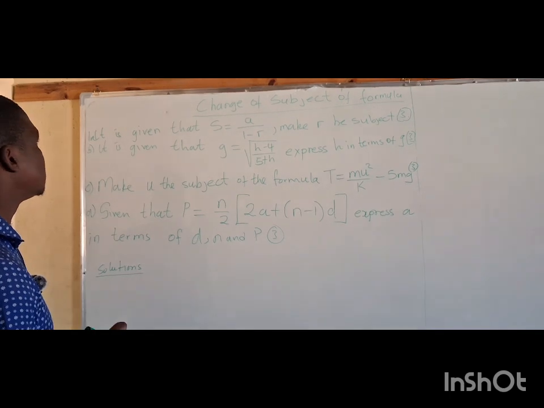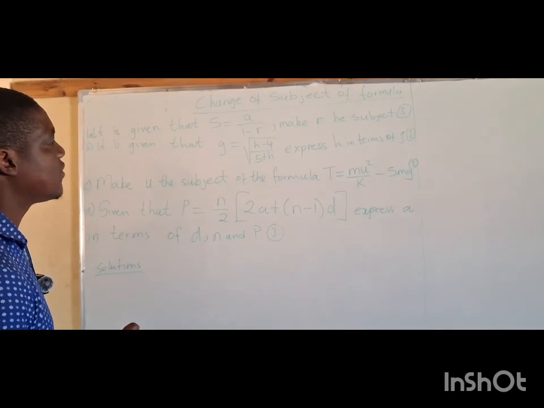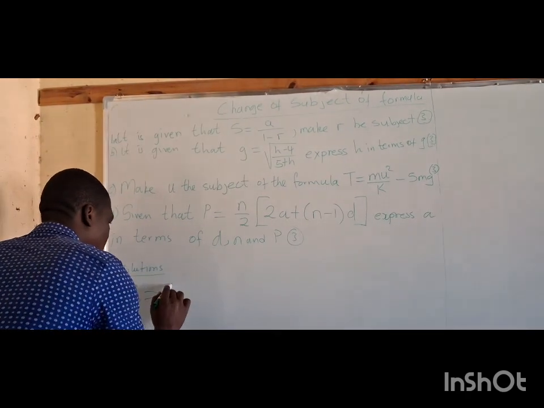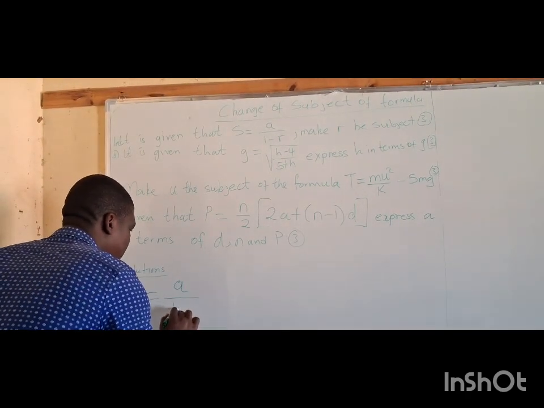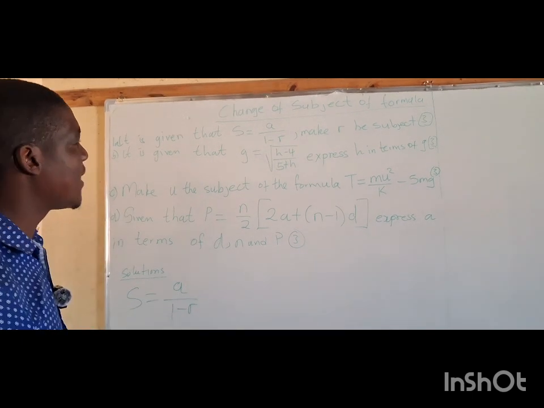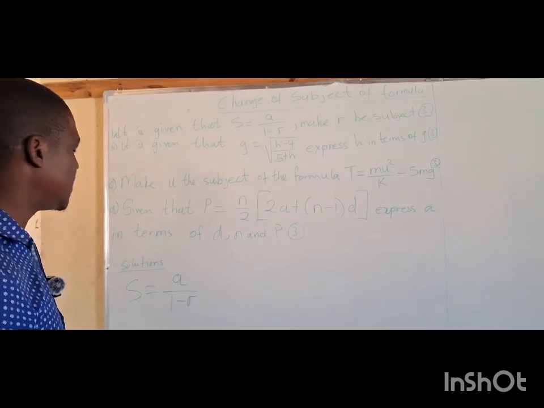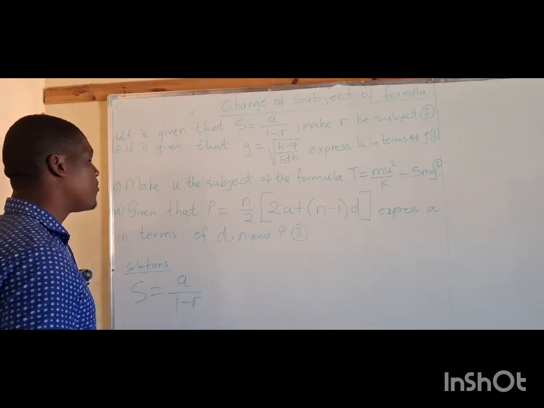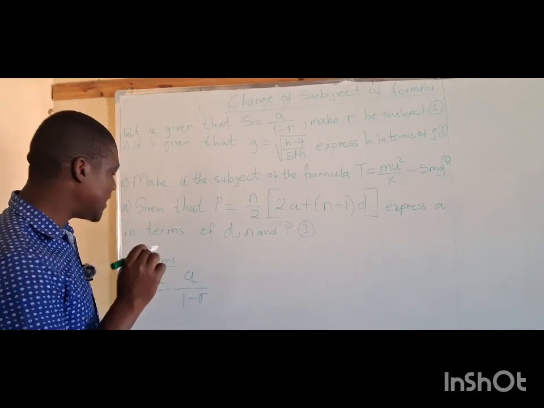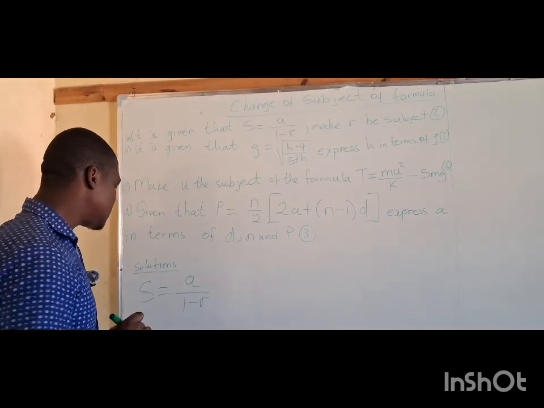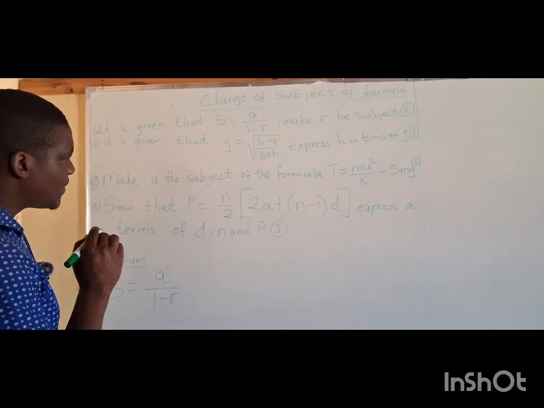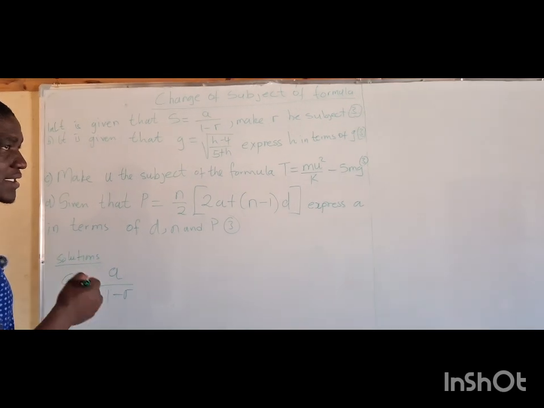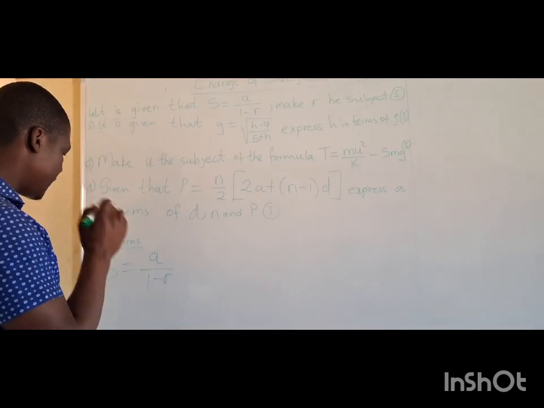Number one is saying it is given that S is equal to A over 1 minus R. Make R the subject. You can see that R is here in the denominator, but we want to make it the subject. What is the first step that you do? The first step is you must clear the fraction part. So how do you clear the fraction part?